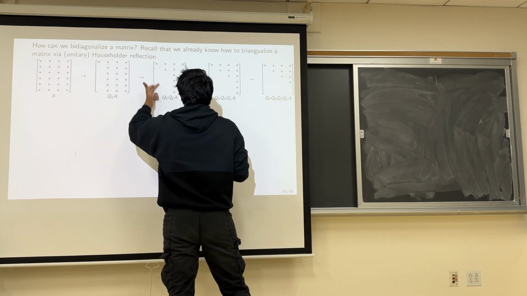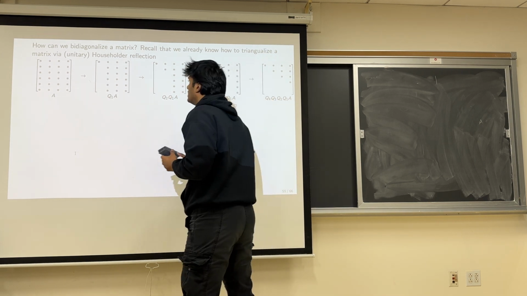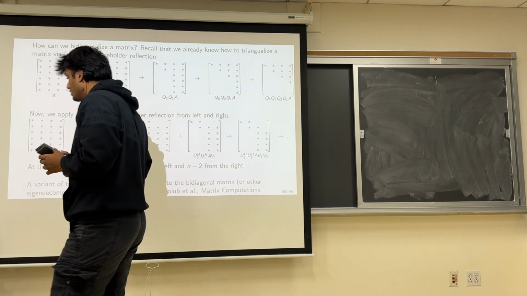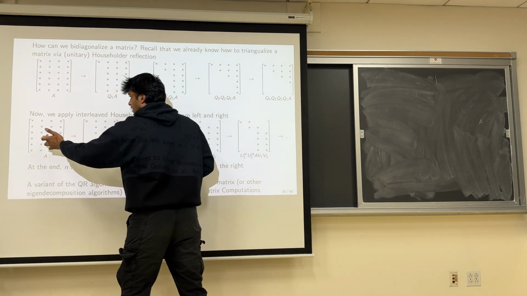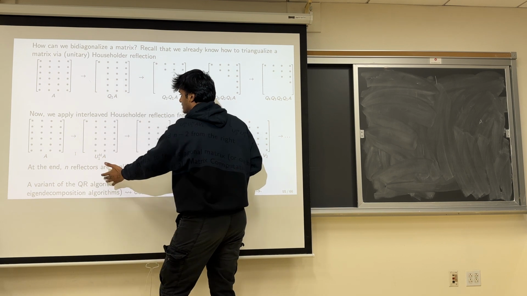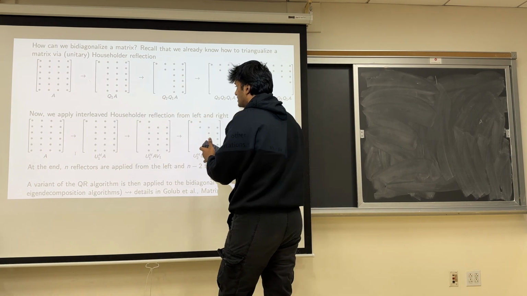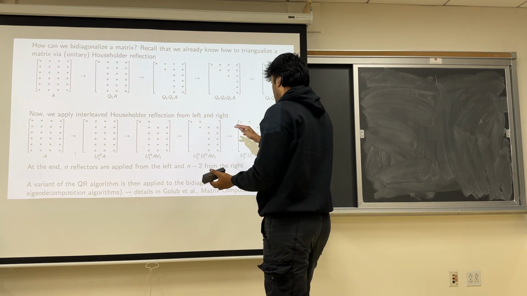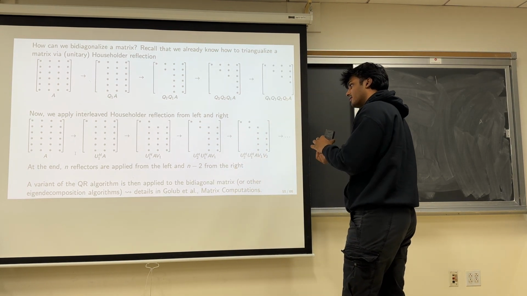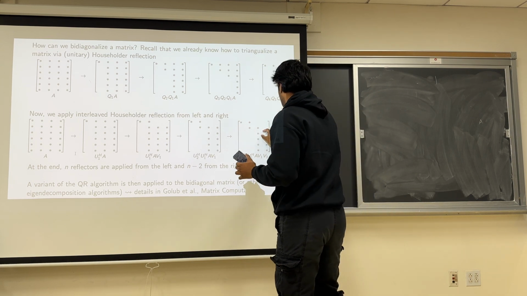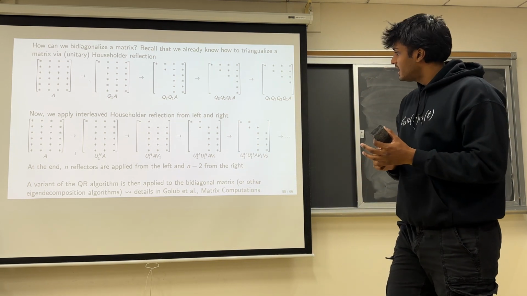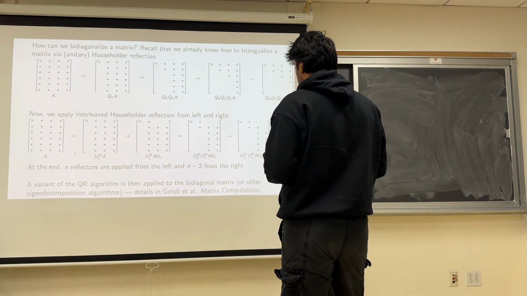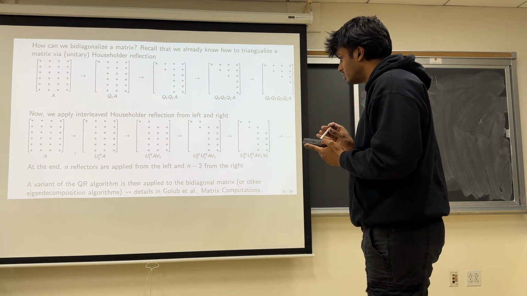Go on reducing the zeros, and so the idea here is going to be this. Apply a Householder on this, then transpose the matrix and apply a Householder for this, or on the right hand side, and keep applying from the left and from the right, so that you can only get to this. At the end, n reflectors are applied from the left and n minus 2 from the right. N minus 2 or n minus 1?